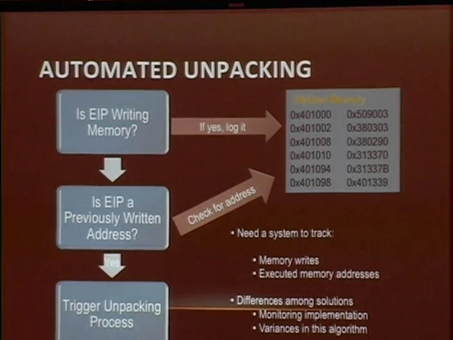of a previously written address. If it is, then it's going to dump the process. And this is basically the entirety of how a lot of the automated systems work. So you need a system that actually tracks memory writes and executions. And once you've got that, you've pretty much got a system to do this. A lot of the differences among the solutions that are out there are basically differences in how you monitor.